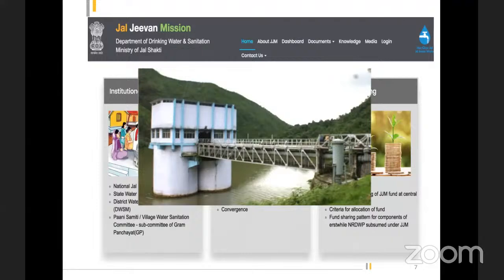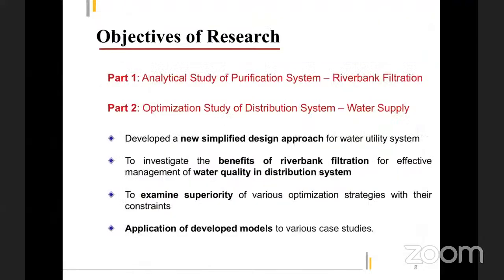My research work is based on the research area of water utility. The qualitative and quantitative investigation of the drinking water treatment process and optimization of the water treatment are two major components of the research that I'm going to discuss in the upcoming slide.